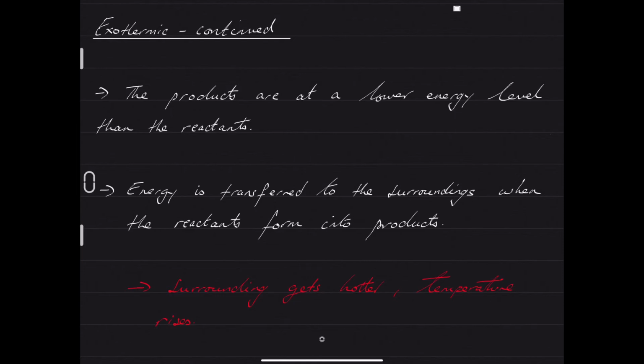So I'll repeat again, the products are at a lower energy level than the reactants. Referring back to your graph, you can see that for an exothermic reaction, the products are at a lower energy level. Energy is transferred to the surroundings when the reactants form into products. Therefore, the surroundings get hotter and there is a temperature rise.